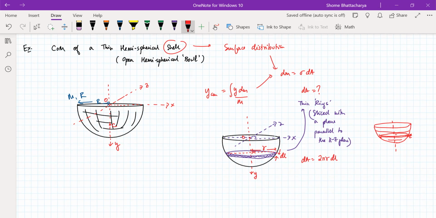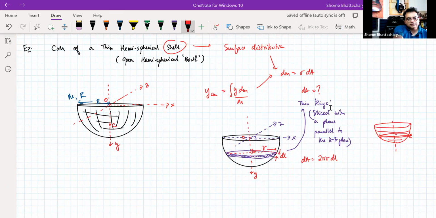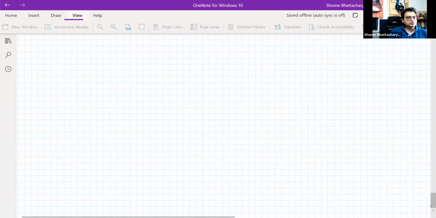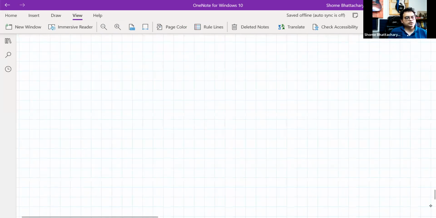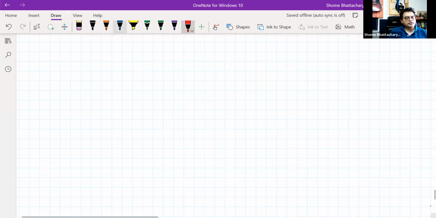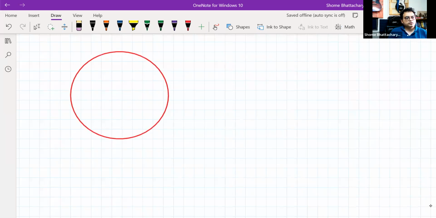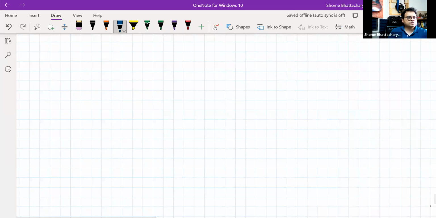Now let us look at how we will execute the integration. Through this example, we'll also look at another interesting calculation. Apart from center of mass, we can also use integration to demonstrate why the surface area of a hemisphere is 2 pi r square. I'm sure all of you are aware that the surface area of a full sphere is 4 pi r square, so the hemisphere, being half of that, is 2 pi r square.